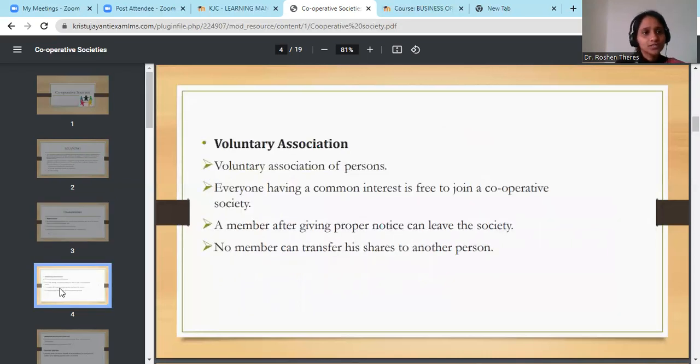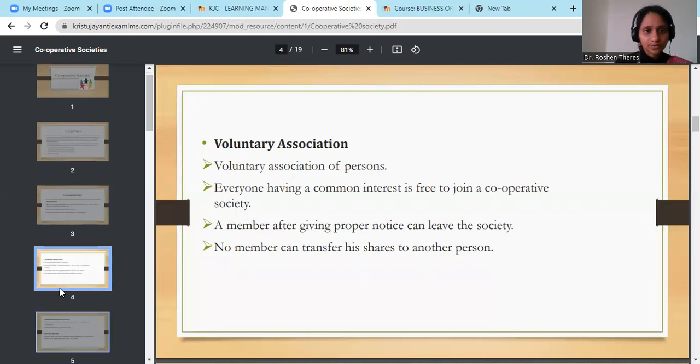This is a voluntary association. A cooperative society is a voluntary association of persons, and whoever has a common interest is free to join the cooperative society. If they want to leave the cooperative society, they have to give a proper notice prior. The member can leave after giving prior notice or prior information to the society or to the concerned person. Then only they can give up the membership of the cooperative society. In a cooperative society, the members cannot transfer the shares to another person. So that is the rule of the cooperative society. It is a voluntary association.